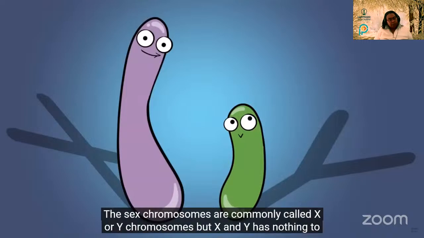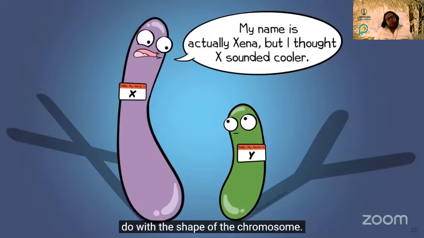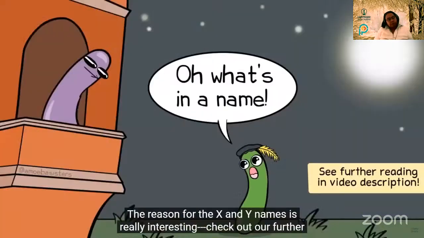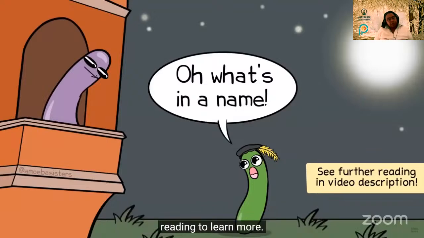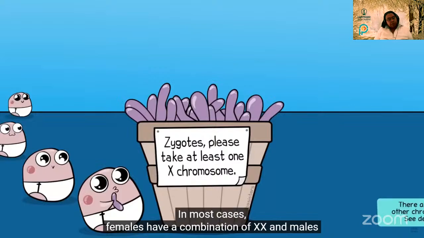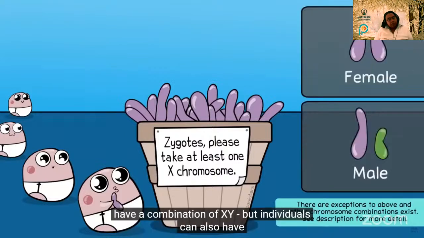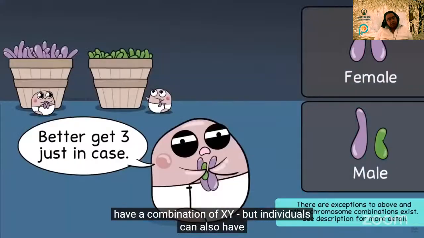The sex chromosomes are commonly called X or Y chromosomes, but X and Y have nothing to do with the shape of the chromosome. The reason for the X and Y names is really interesting. Check out our further reading to learn more. All humans have at least one X chromosome. In most cases, females have a combination of XX and males have a combination of XY, but individuals can have additional or fewer sex chromosomes.